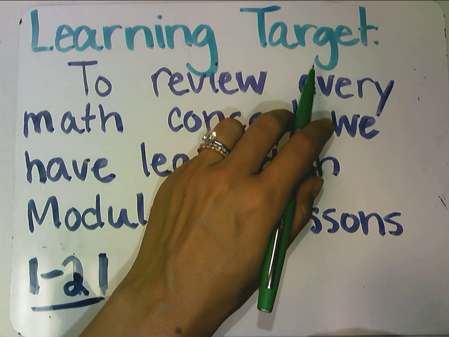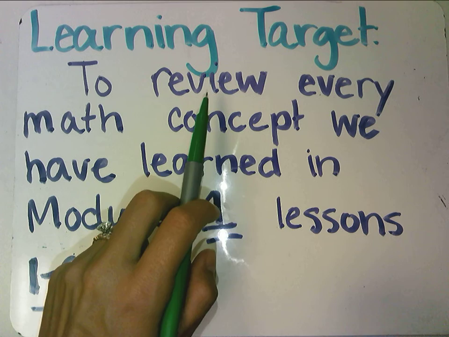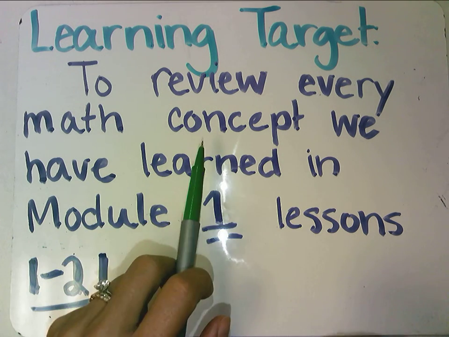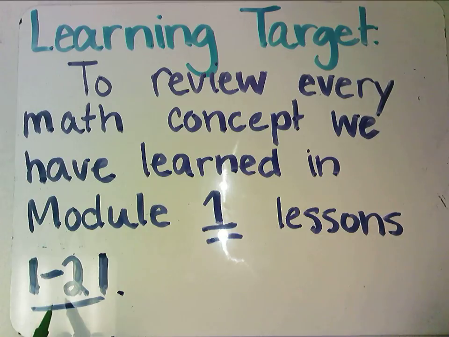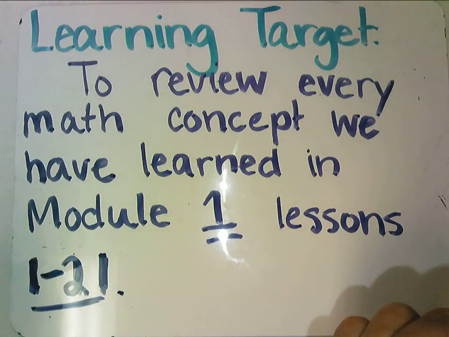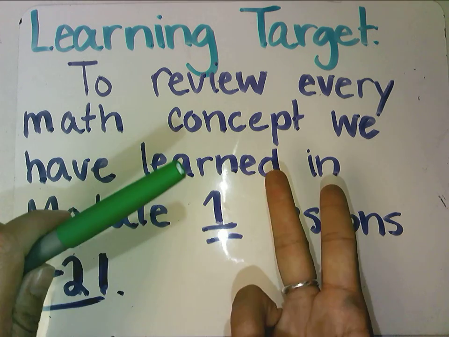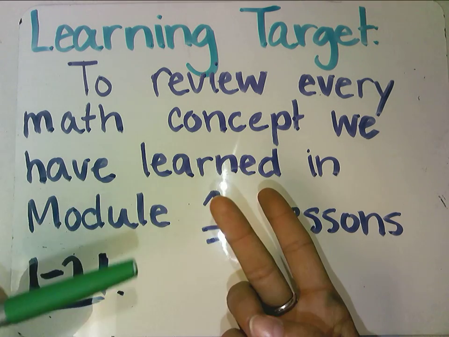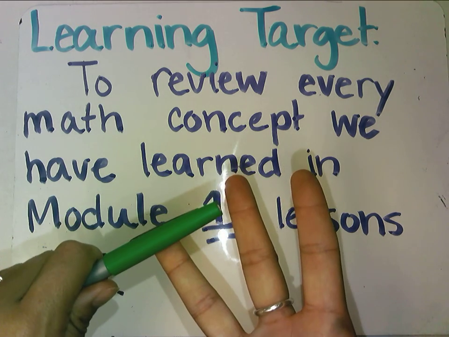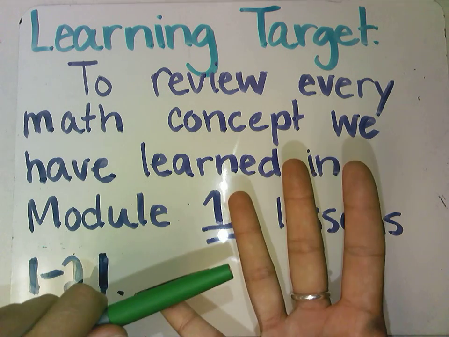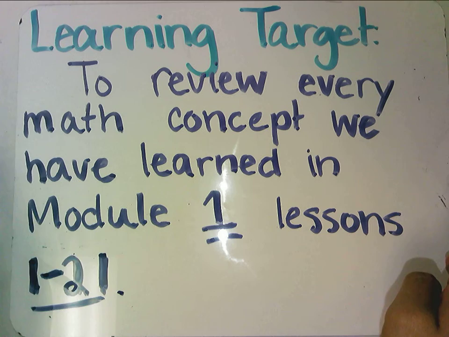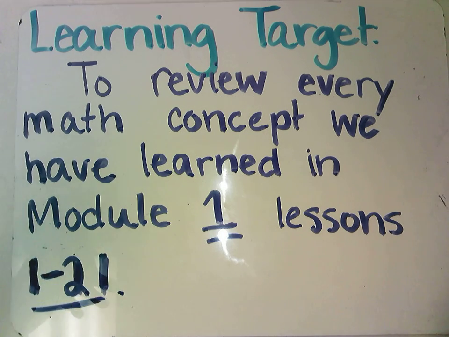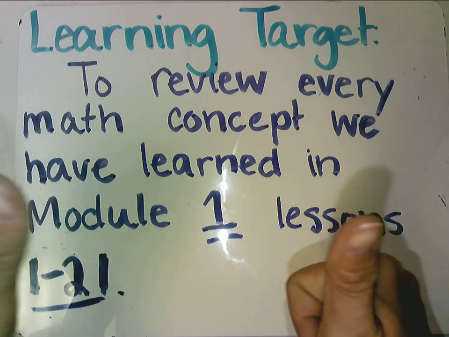Our learning target for today is we're actually going to review every math concept we have learned in module 1, lessons 1 all the way to 21, which we did yesterday. So today we're going to work on word problems and multiplication and the commutative property. We might use tape diagrams. We will draw arrays. So this is everything we have learned so far this year. We're going to review it so you will feel ready for your test tomorrow.